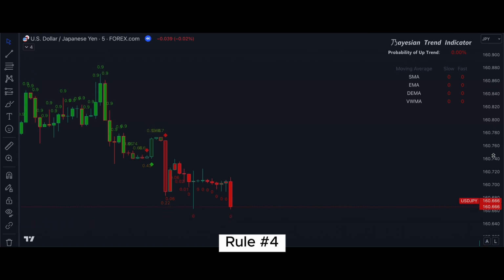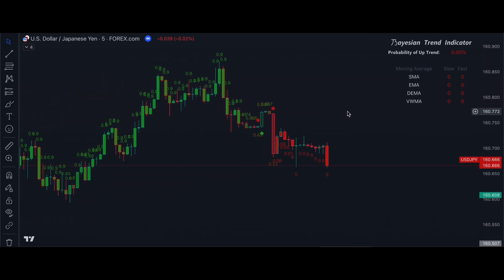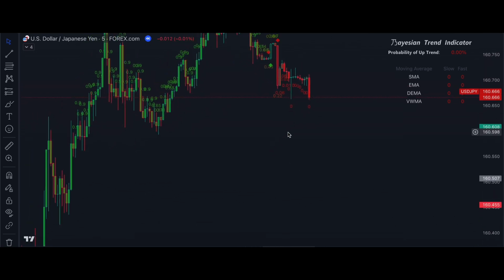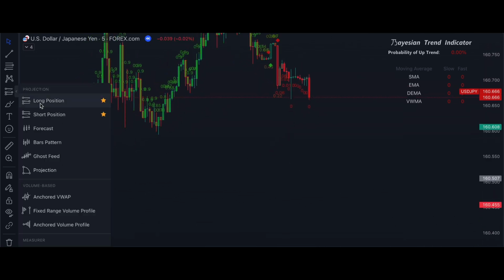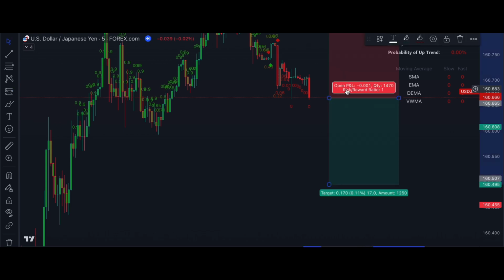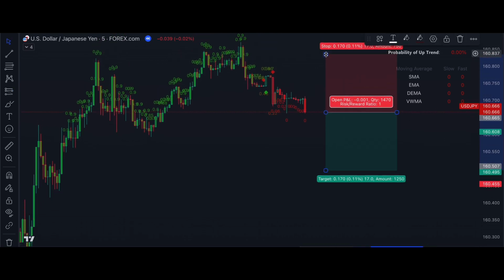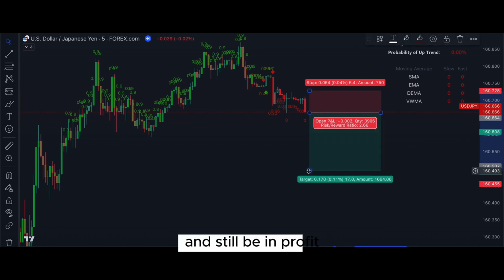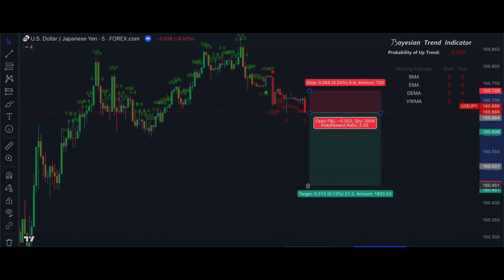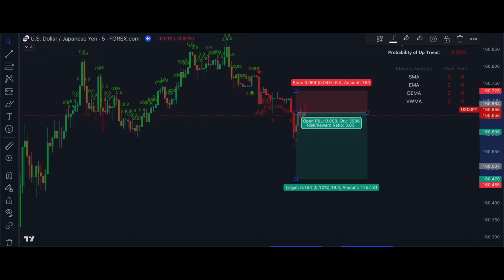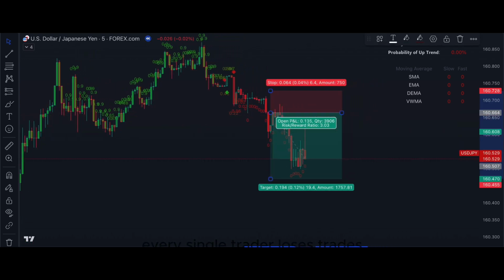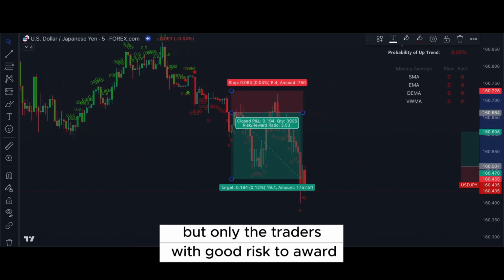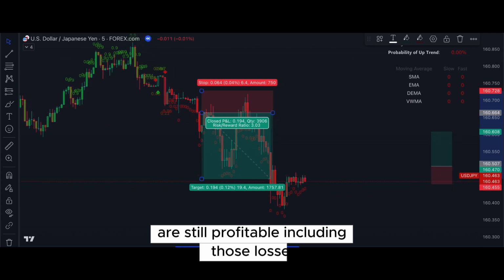Rule number 4. And just like in example number 1, we always have to implement good risk to reward. So we always aim for at least 1 to 2s or 1 to 3s and higher. This is because if we hit a 1 to 3 on this trade, that means that we can lose 2 trades in a row and still be in profit. But that is of course only if those 2 lost trades also had good risk to reward. Every single trader loses trades, but only the traders with good risk to reward are still profitable, including those losses.